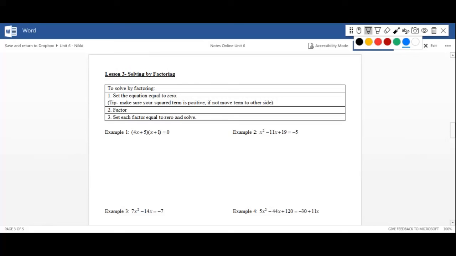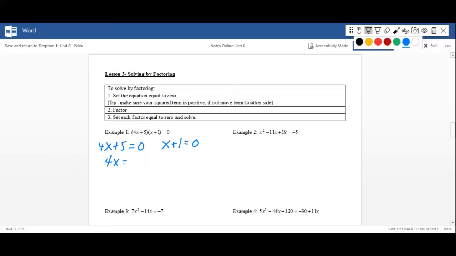So let's take a look at our first example. We have the quantity 4x plus 5 times the quantity x plus 1 equal to 0. So this one is already factored for us. It's already set equal to 0. So really, we just need to do step 3, which is literally tear each factor apart. So 4x plus 5, we can set that one equal to 0, and we can set x plus 1 equal to 0. And then we just solve individually.